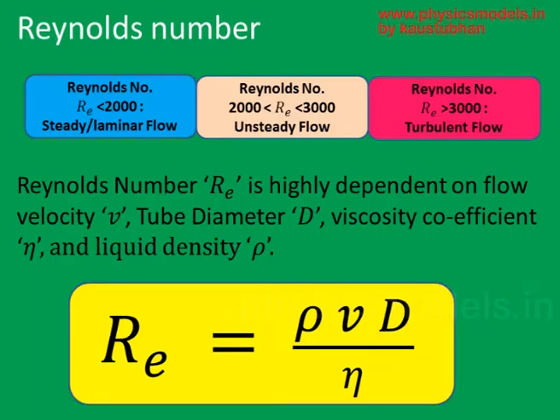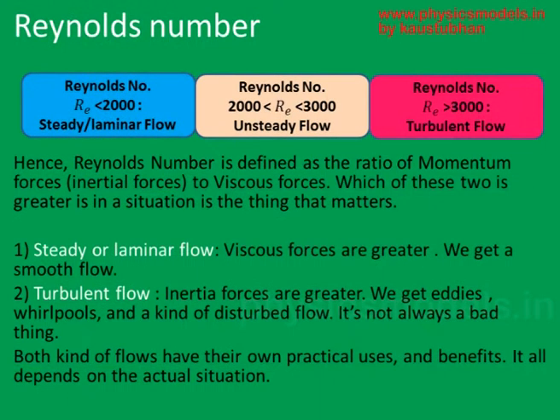If the numerator or the momentum forces are greater, when we increase the velocity of the flow, obviously the Reynolds number will be very high. If we increase the viscosity, which is the denominator, the whole thing will cool down and the Reynolds number will be low. So coming back to the definition, I think it makes sense that it's a ratio of the inertial forces to the viscous forces, and it depends on which is greater.